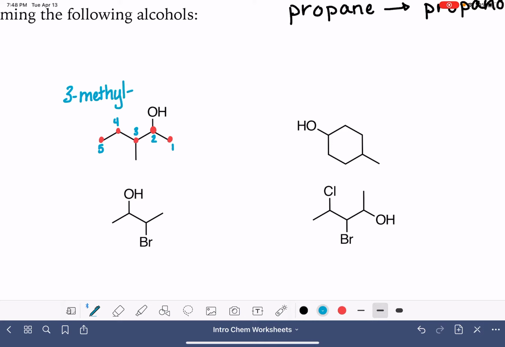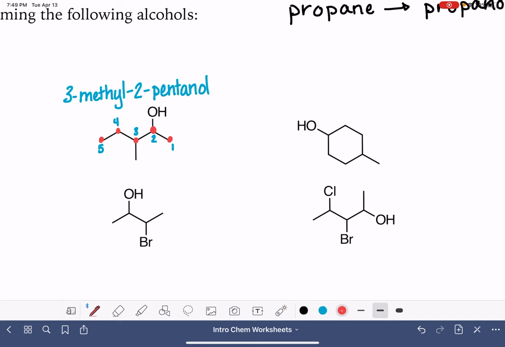Now that we have our branches located, we're going to say the location of the alcohol. The alcohol is on carbon number 2. Now we're ready to name the parent chain. This is a 5-carbon chain, which would be a pentane, but we're going to drop that last E and replace it with OL. 3-methyl-2-pentanol. Let's name the one underneath it.